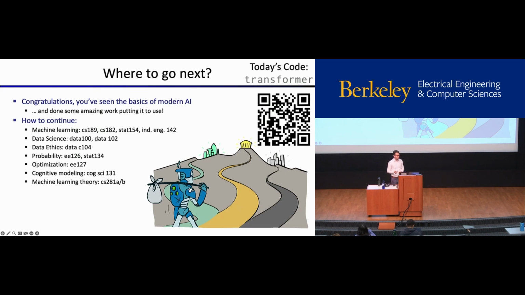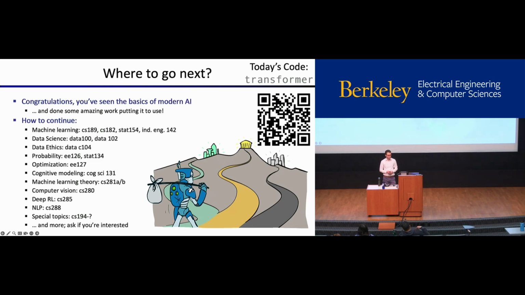Some in machine learning, some in data science, data ethics, probability, optimization, cognitive modeling, machine learning theory, computer vision, deep RL, natural language processing. And then there's a bunch of special topics classes, the CS194-something classes. There's probably more that are not here. Ask the TA staff or ask us if you're interested. But yes, lots of places to go next.